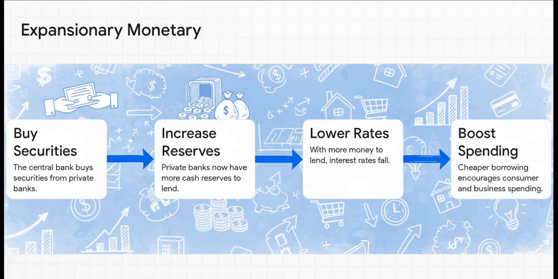So how does the central bank actually hit that gas pedal? Well, let's take a look. As you can see here, one way is for the central bank to buy up government securities from private banks. This floods those private banks with cash. Now that they're flush with cash, what do they do? They can lend out more money, which pushes interest rates down. And when borrowing is cheaper, what do we do? We spend. Businesses invest, consumers buy things, and the whole economy gets a boost.